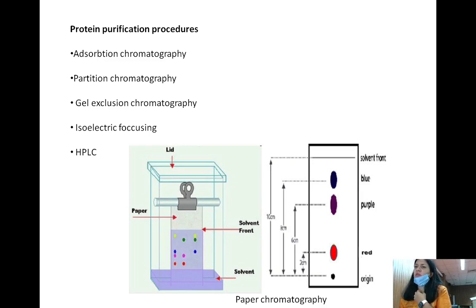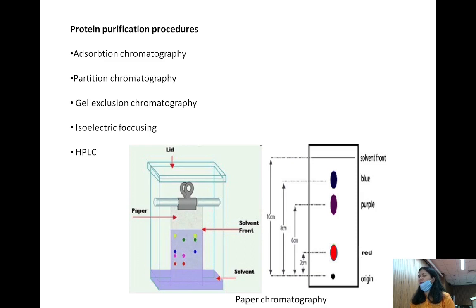So HPLC stands for high performance liquid chromatography. Clear? It is also known as high pressure or high performance liquid chromatography. Clear? So if you want to purify a protein, the protein can be purified by different techniques like adsorption chromatography, then partition chromatography, gel exclusion chromatography, and high performance liquid chromatography.